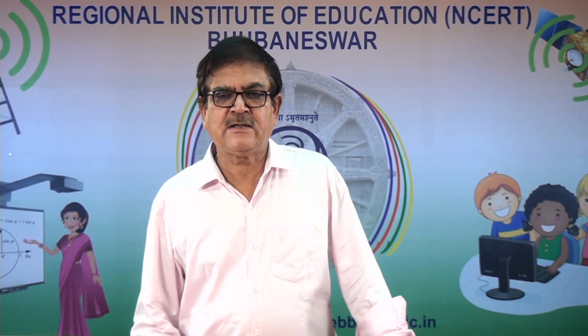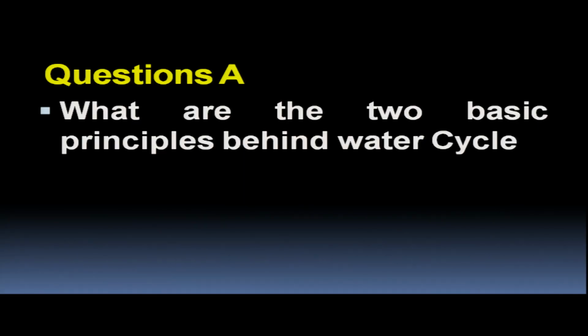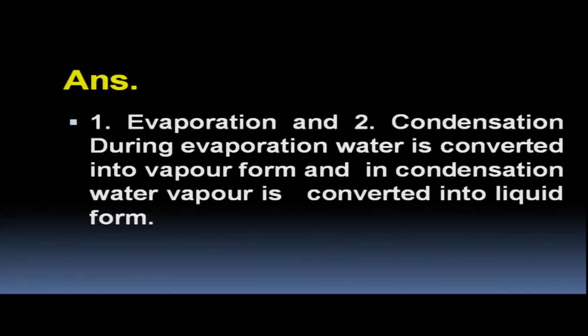First, what are the two basic principles behind the water cycle? Answer. One is evaporation. Second one is condensation. During evaporation, water is converted into vapor form, and in condensation, water vapor is converted back into liquid form. So evaporation and condensation are two basic principles that play an important role in the water cycle.